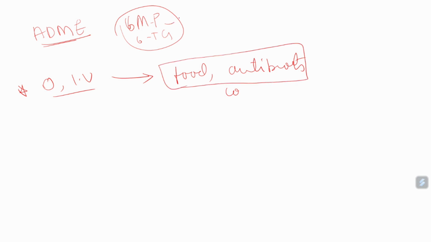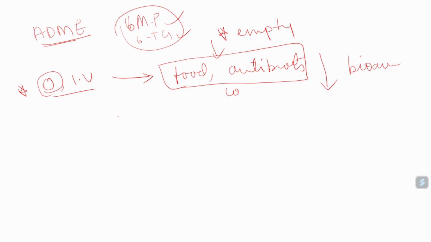When the drugs 6-mercaptopurine and 6-thioguanine are given by the oral route, if they are taken with food or antibiotics, their absorption decreases and bioavailability decreases. So always advise them on an empty stomach. Important point. It is an important point for the clinical pharmacist.